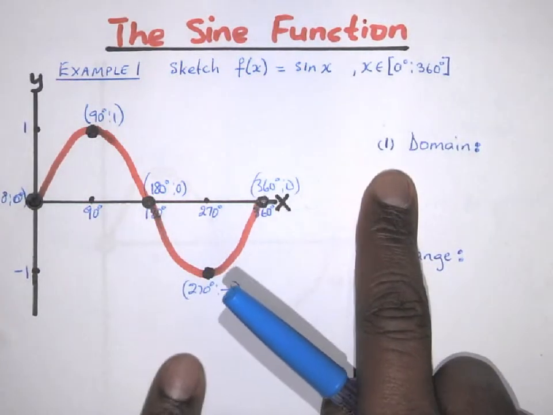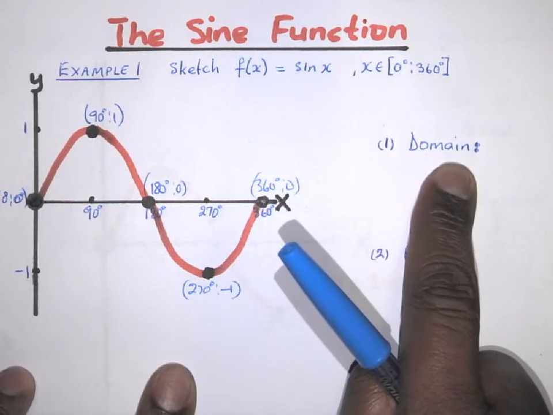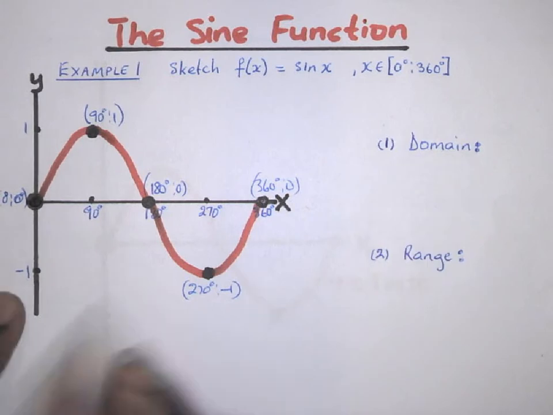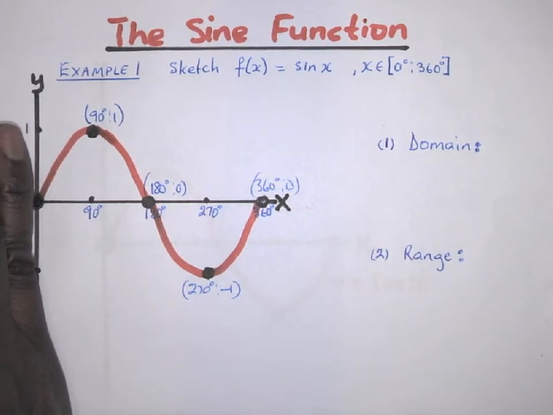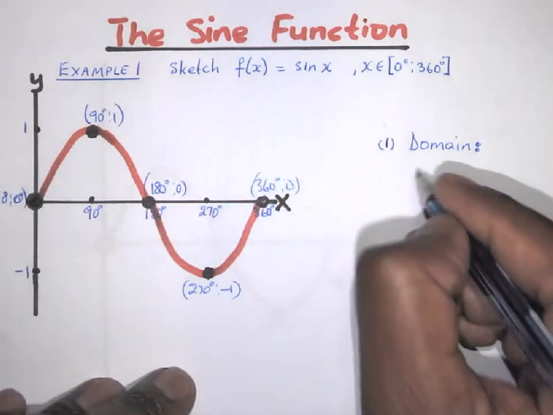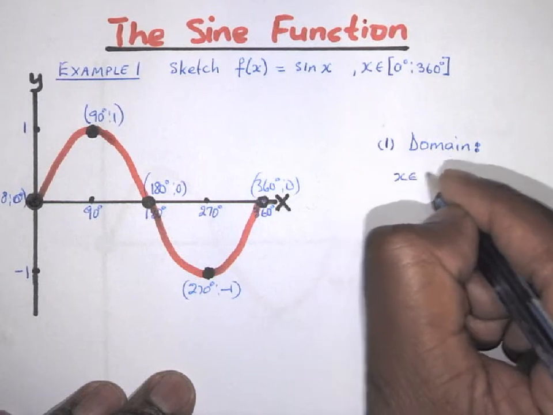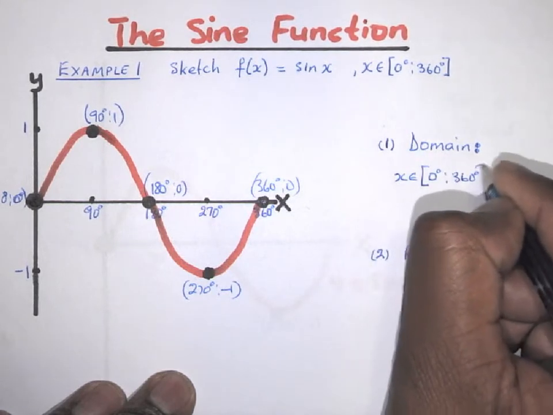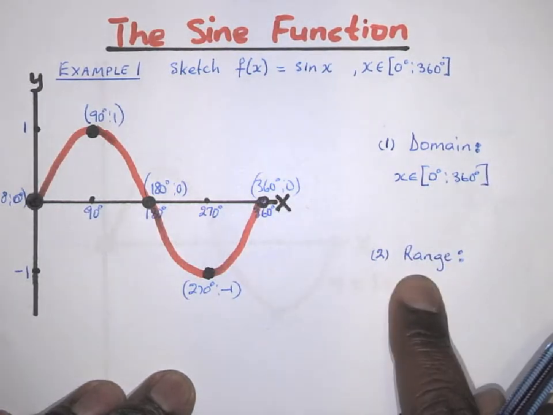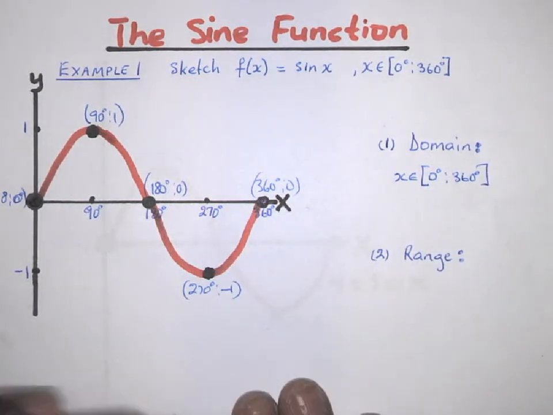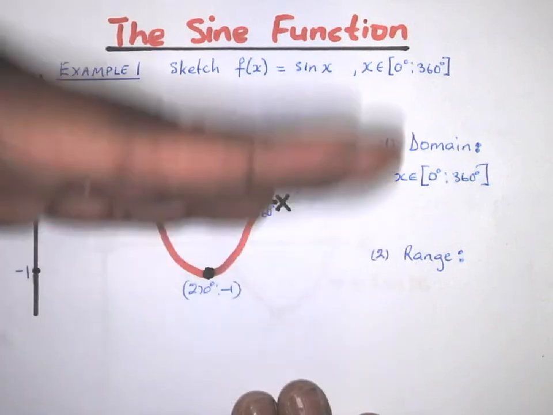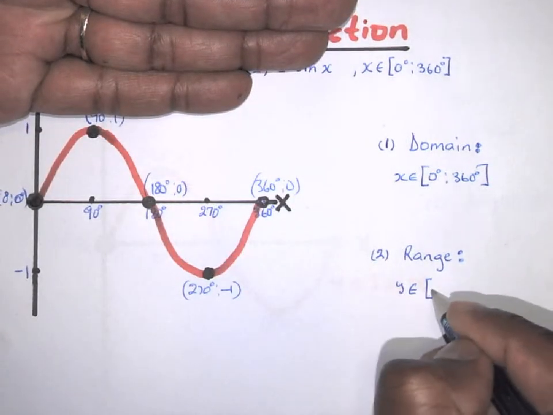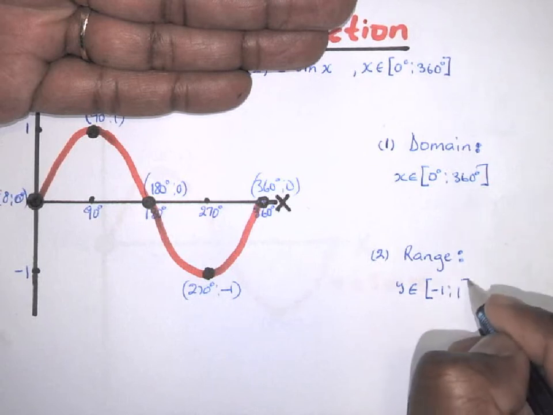The next question says, what is the domain of this graph? Remember, the domain is the x values that the graph can take. This one takes x values from 0 all the way to 360. So x is an element of 0 degrees to 360 degrees. What about the range? The range is the y values of the graph. The graph starts at minus 1 all the way to 1, no gaps. So y is an element of minus 1 to 1.